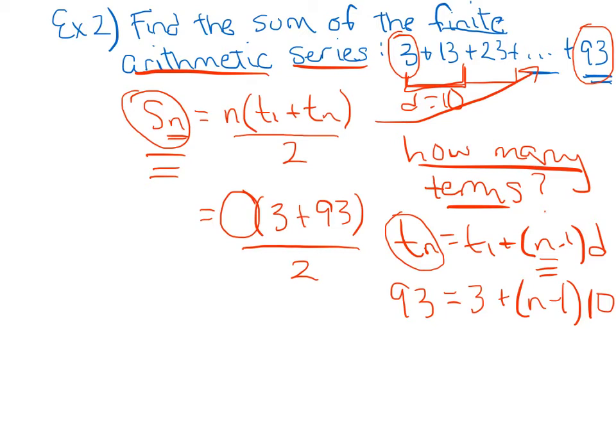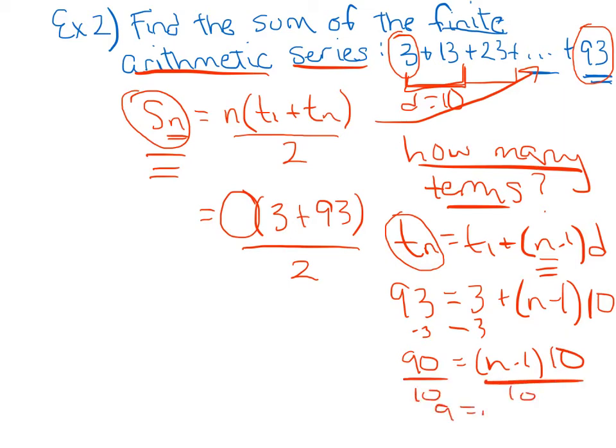Now I would have to solve this out to find n. So I'm going to subtract 3 from both sides to get 90 equals n minus 1 times 10. I'm going to then divide both sides by 10 so that I get 9 equals n minus 1. And so now I know n is 10, which means there are 10 terms. So I'm going to go back to my formula, and I now know that n is 10, which means I'm really finding the sum of the first 10 terms.